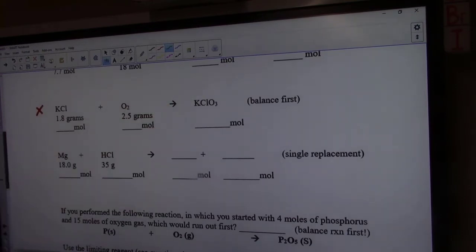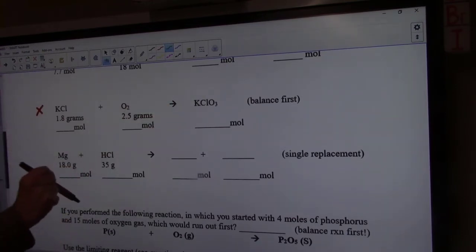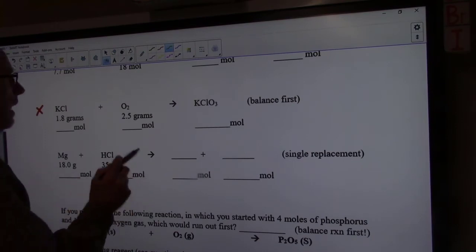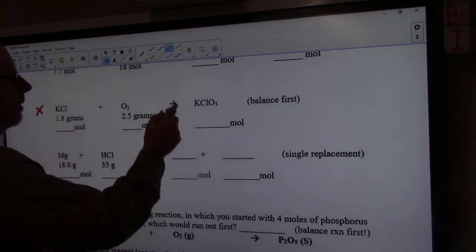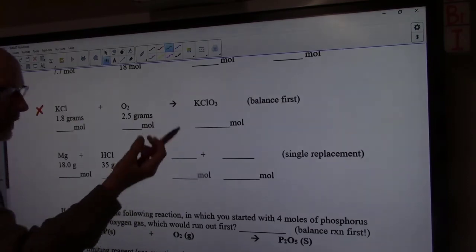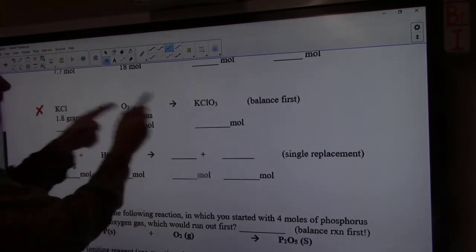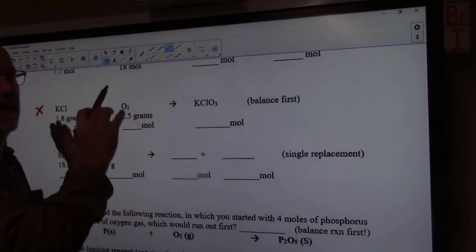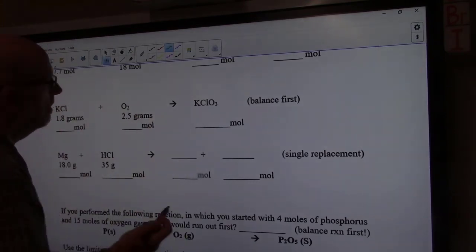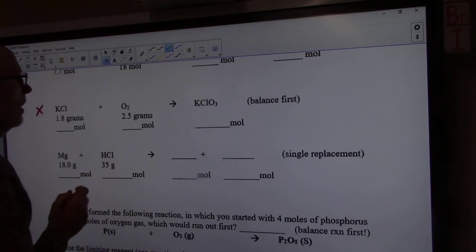KCl plus O2 yields KClO3. All right. In the lab, a long time ago, I burned a pencil. And to do that, I put some KClO3 in the test tube and I heated it up and it started to decompose. Well, this is a composition or a synthesis reaction, so this is the opposite of that reaction. Maybe you sort of recognize it.